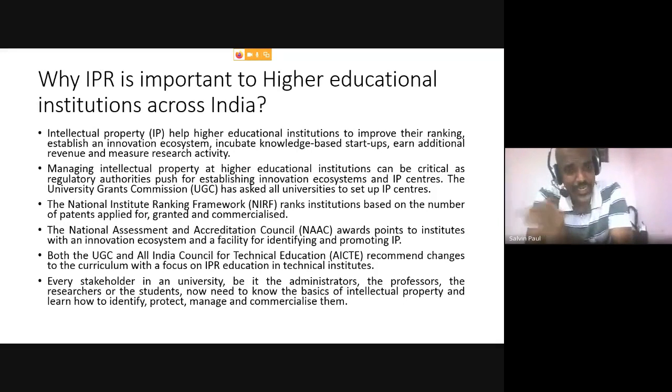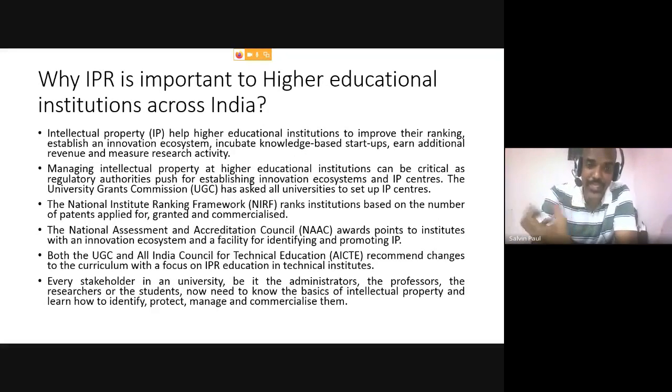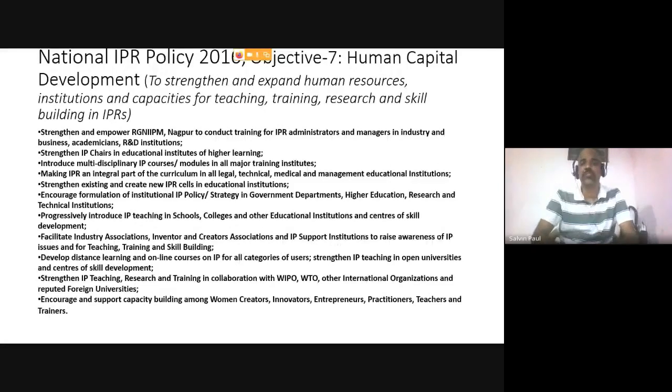So every stakeholder in a higher educational institution, whether administrators, professors, faculty, researchers, or students, now needs to know the basics of intellectual property and learn how to identify, protect, manage, and commercialize it. Our national IPR policy, published in 2016, specifically objective 7, human capital development, mentions strengthening and expanding human resources, institutions and capacities for teaching, training, research, and skill building in intellectual property. There is an institution called Rajiv Gandhi National Institute of Intellectual Property Management at Nagpur to train administrators, teachers, academicians, etc.